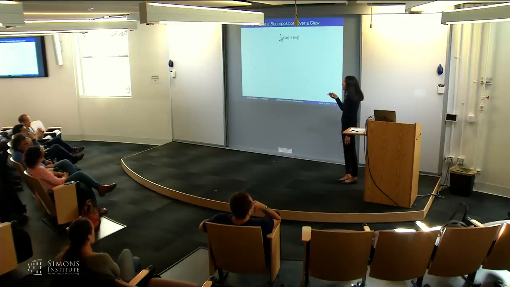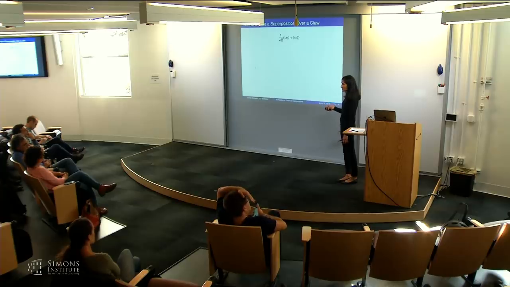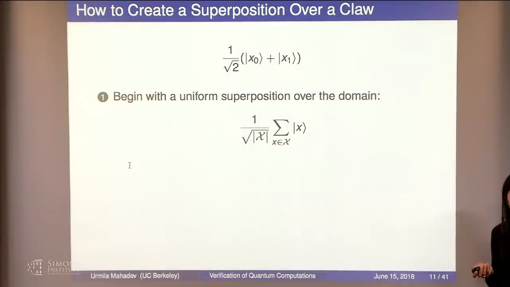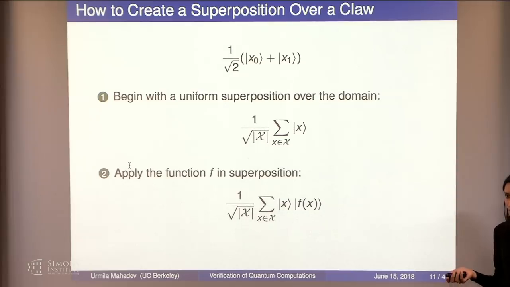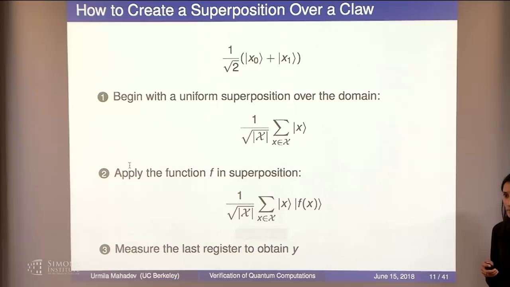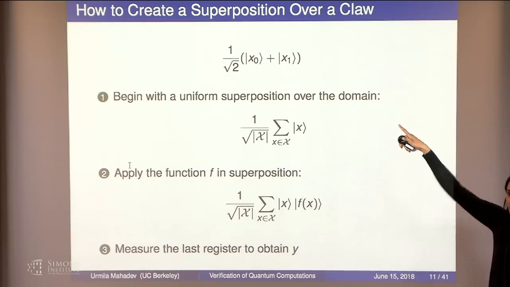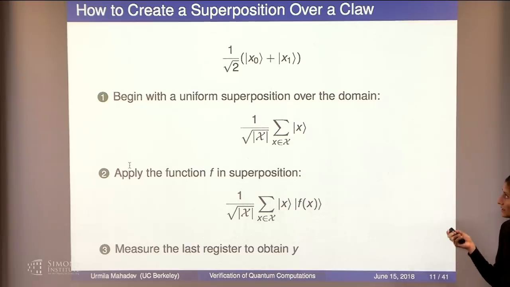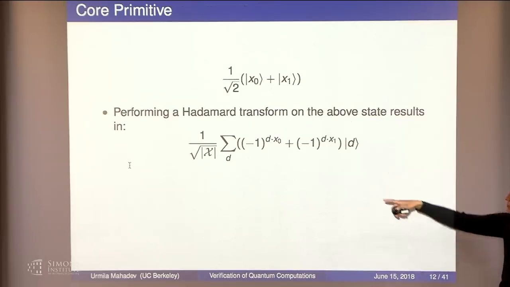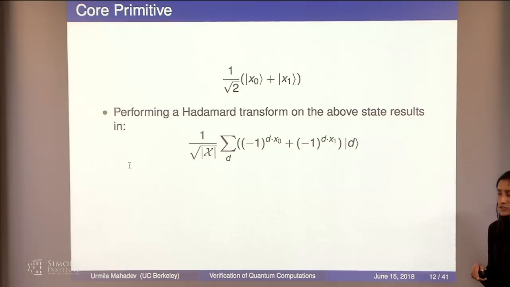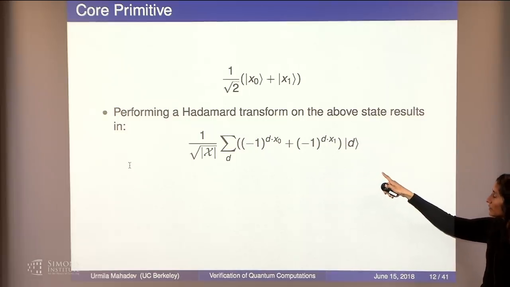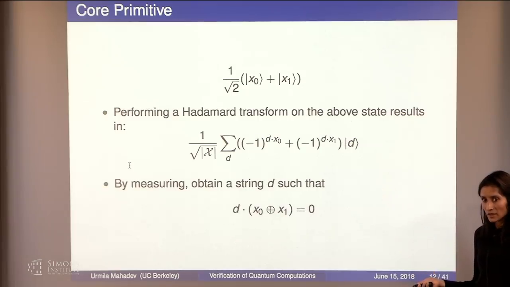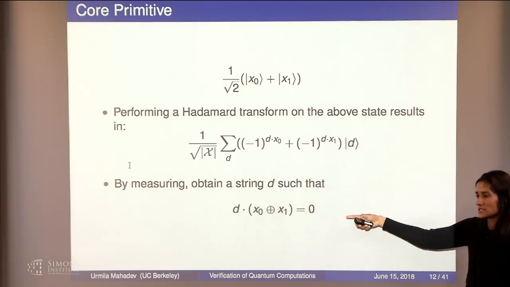Okay, so now let me go back and say how you create a superposition over a claw and how you sample a D which satisfies the linear equation. So the first thing is the BQP machine can just create a uniform superposition over the domain. Then you can apply the function in superposition. And then you can measure this register to obtain y. At this point, he holds the state x0 plus x1 because the only remaining elements of the superposition are those that correspond to y. Now, how do you obtain the string D? You just perform a Hadamard transform on that state. So the result of the Hadamard transform is this state. And the only D with non-zero amplitude are those for which D dot (x0 xor x1) equals 0. So once he performs the Hadamard transform and measures, he obtains a D which satisfies this linear equation.